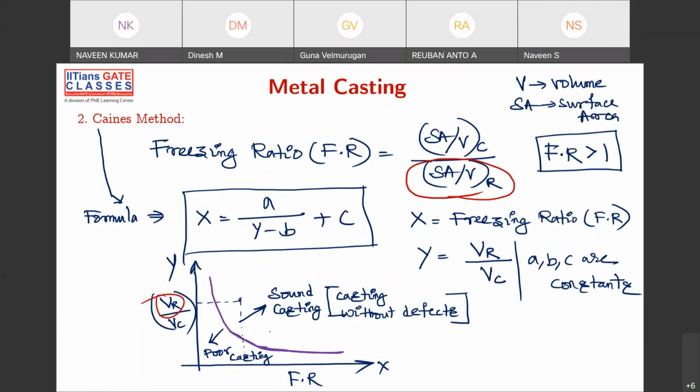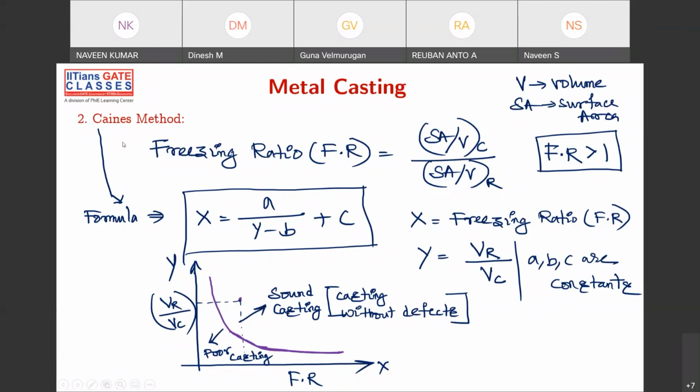Okay, so take some point here. Then you just project, and this point gives you the volume. And this point gives you the surface. Volume of riser is already there, and from here you can find out the surface area of the riser. Obviously your point should be in this region, and if it is in the other region, then it is not a good casting, because the shrinkage that is formed in the casting is not compensated by the riser.